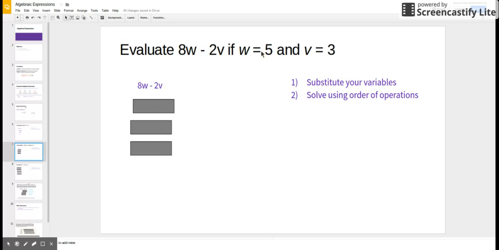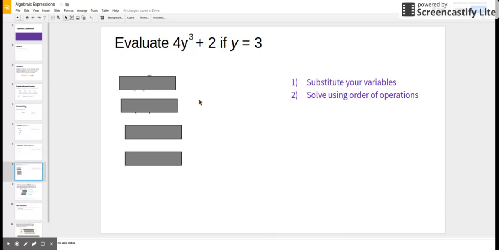Evaluate 8w minus 2v if w equals 5 and v equals 3. So I'm going to do 8 times 5 minus 2 times 3. Now I'm going to solve using order of operations. Order of operations tells you to multiply before you do anything with the subtraction. 8 times 5 is 40. 2 times 3 is 6. 40 minus 6 gets you 34.